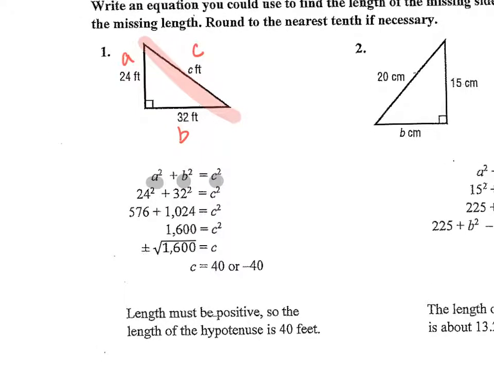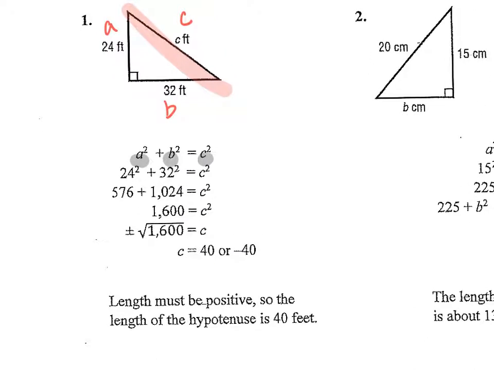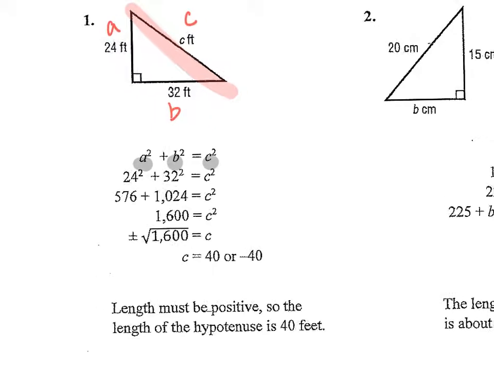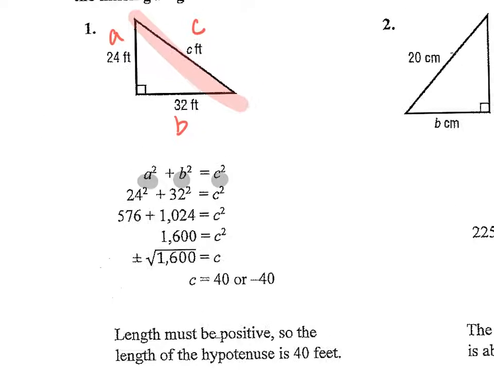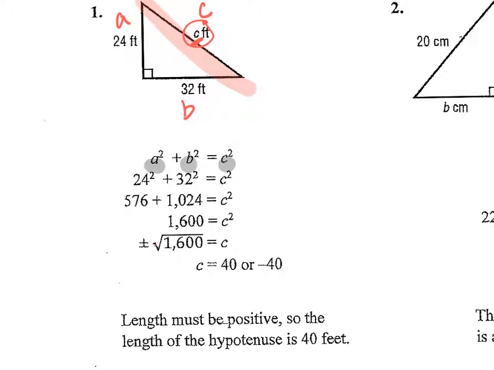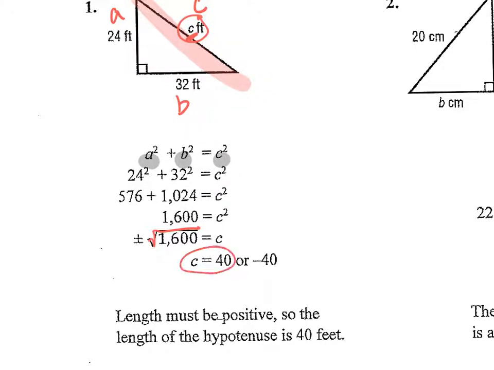24 squared plus 32 squared equals c squared. So in your calculator, we get 576 plus 1024. So 1600 equals c squared. So we're not done. We're trying to figure out the length of c. So we know what c squared is, so we want to find out what just c is. And so that's when you take the square root and you get your answer. So c is 40.